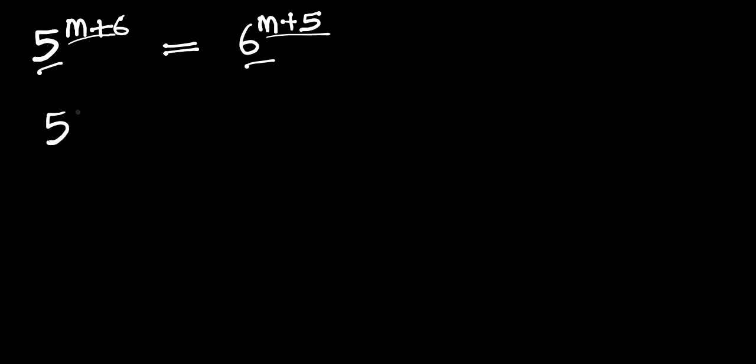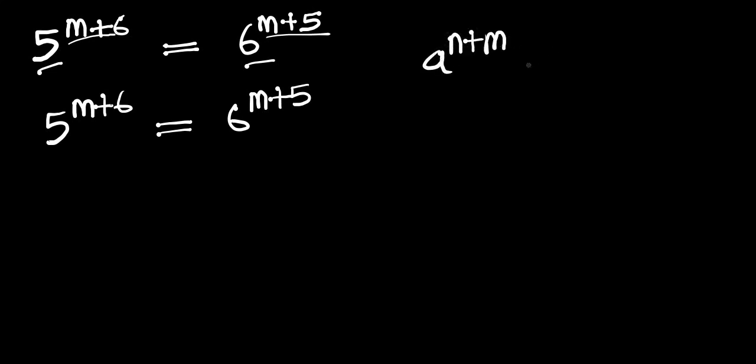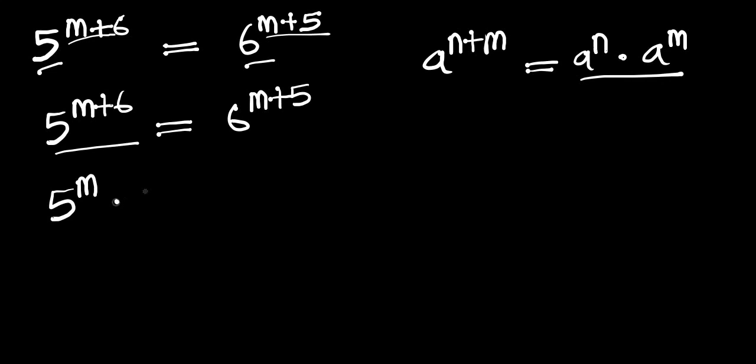If you have 5 to the power of m plus 6 and this equals 6 to the power of m plus 5, what you have to do is to apply this identity. If you have a to the power of n plus m, this equals a to the power of n times a to the power of m. So if we apply this identity right here, we are going to have 5 to the power of m times 5 to the power of 6, and this equals 6 to the power of m times 6 to the power of 5.